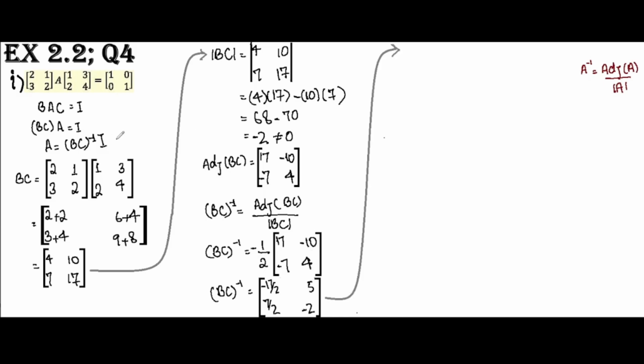Now we are going to write this equation again over here, equation 1, which is A equals to BC inverse into identity matrix. Now whenever a matrix is multiplied with an identity matrix, it gives the same result. So A equals BC whole inverse, and A equals to, this is the matrix of BC whole inverse, we are going to write it over here.